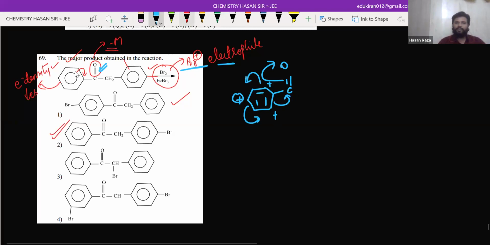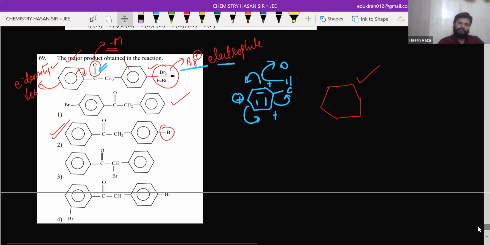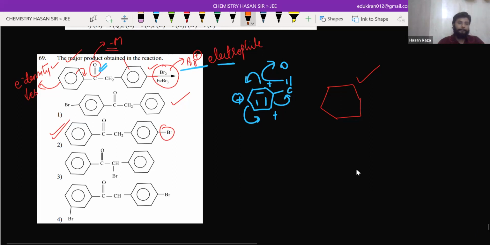So on the left hand side, it can only attack at meta, because meta has neither negative nor positive charge. But on the right hand side, there is nothing like this, so the electron density will be there and it will attack this side. That is the para position. We always show the major product. If it attacks at ortho, there will be repulsion, so it will be stable at para. Yes.